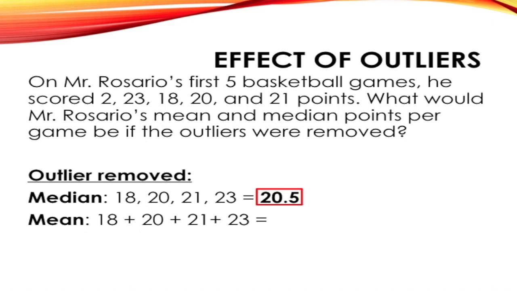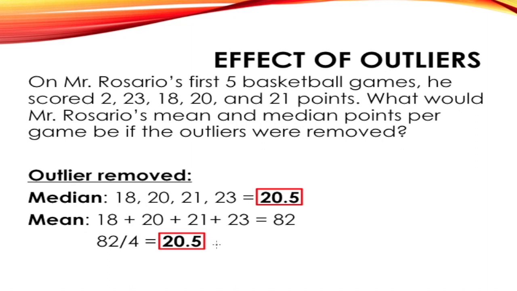For the mean, I now do 18 plus 20 plus 21 plus 23, but now I'm doing 4 observations. So rather than dividing by 5, I'm going to divide by 4. That becomes 82 divided by 4, and 82 divided by 4 actually also turns out to be 20.5. Now that the observation that was considered an outlier is removed, notice that my mean and my median are pretty close. Not only close, they are exactly the same.